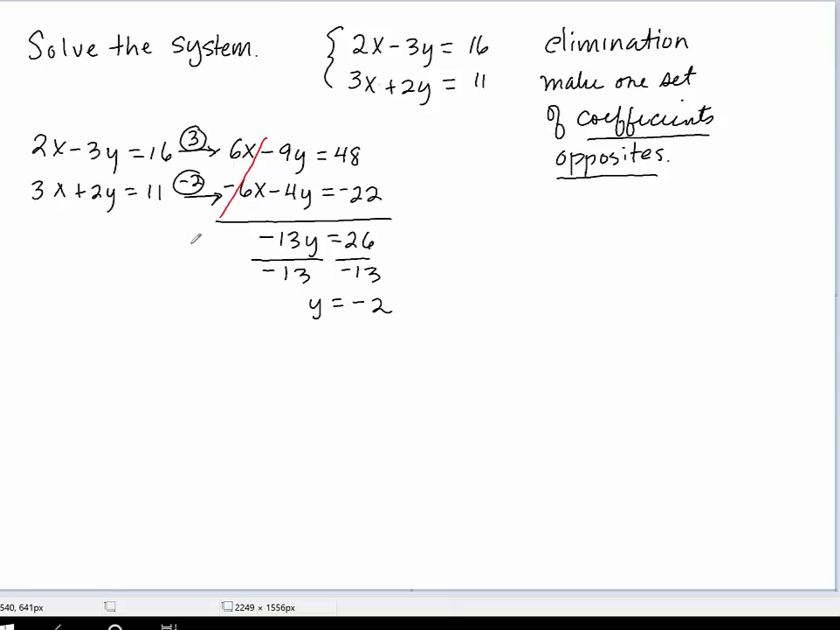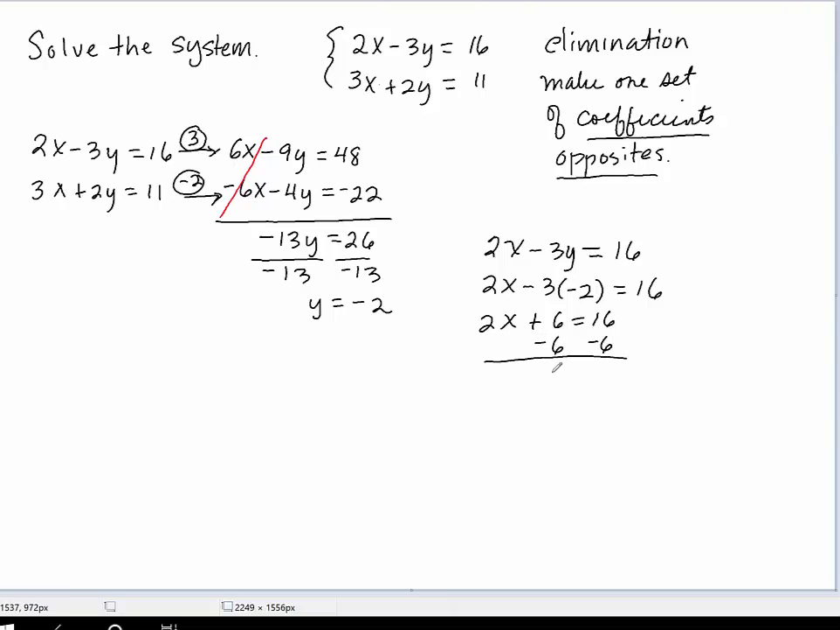Now that I have the value of y, I can go into either of these equations and use substitution to find the value of x. So I can take the negative 2 and put it in for y in the first equation, 2x minus 3y equals 16. I put in that negative 2 for y, 2x plus 6 equals 16. Subtract 6. 2x equals 10. Divide by 2. So x equals 5.